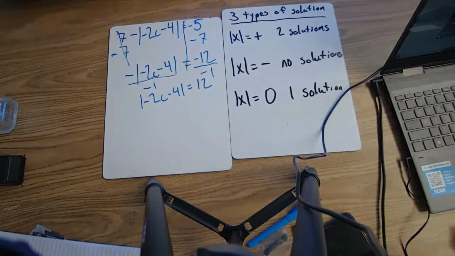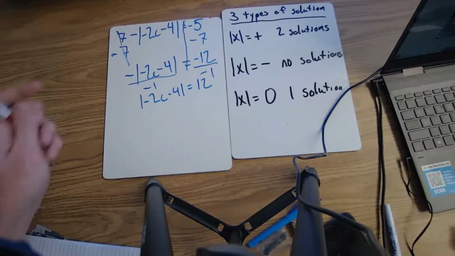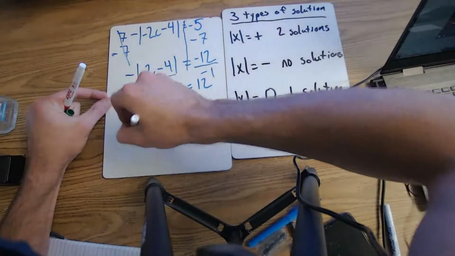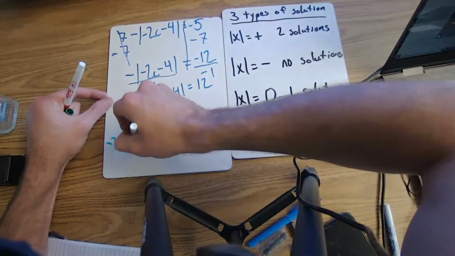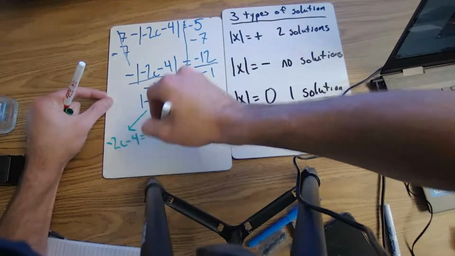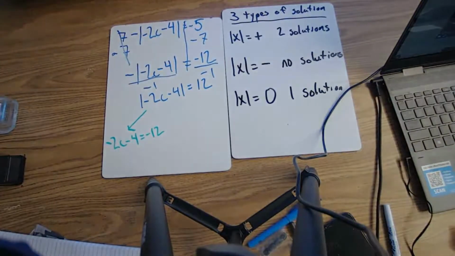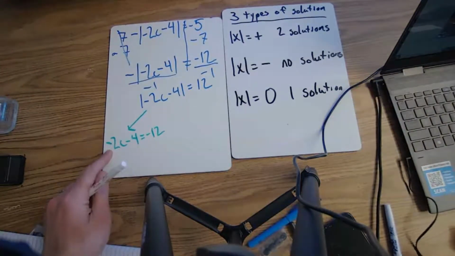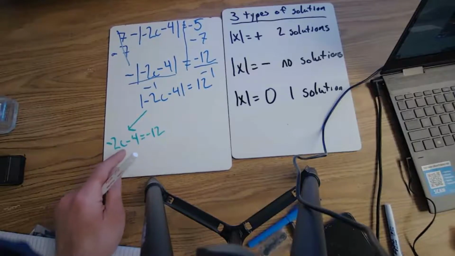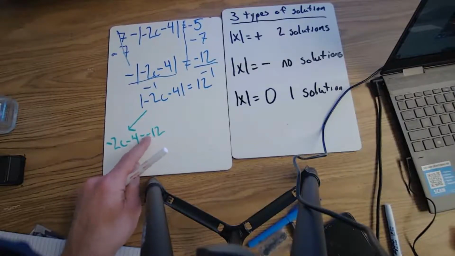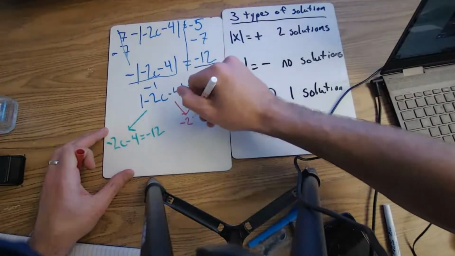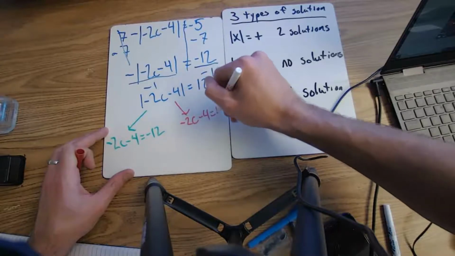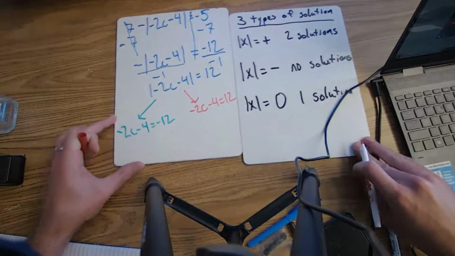And now is when we're going to split it up into our two equations. Let's use some different colors so we can kind of keep track of these. So our first one we're going to drop the absolute value bars, and we're going to make it equal to our negative 12. Notice everything that was inside the absolute value bar stayed exactly the same. Negative 2c minus 4. Only thing that changed was that. Negative 2c minus 4 equals a positive 12.